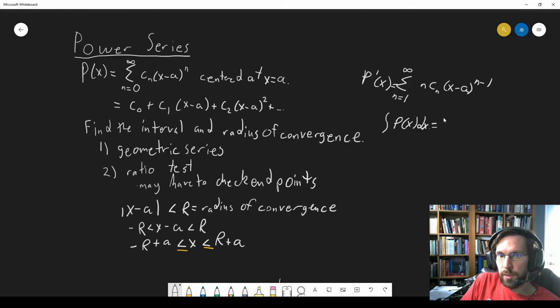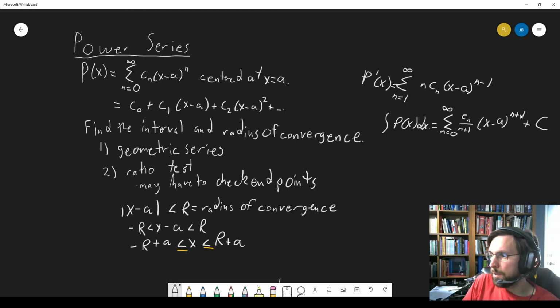Okay, so we take the term-by-term antiderivative, so this is going to be the sum n equals 0 to infinity of c sub n over n plus 1 times x minus a to the n plus 1, and then you may have a plus a constant at the end that you can solve for.